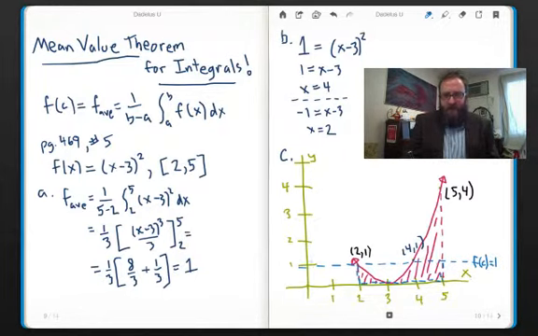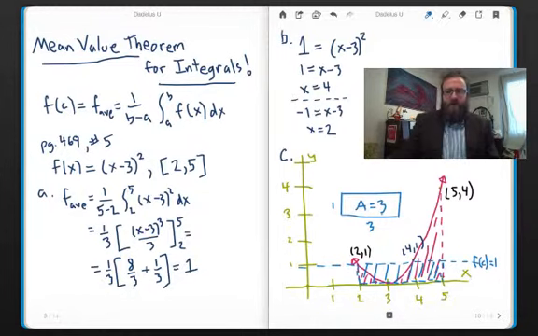And the area of this rectangle, and I'll just sort of shade it here in blue, is equivalent to the area under the curve from 2 to 5. So in other words, it's telling us that the area under this curve from 2 to 5 is equivalent to the area of a rectangle with a base of 3, that's from 2 to 5, and a height of 1, which we discovered using the mean value theorem. In other words, the area under this curve is 3. There you have it.